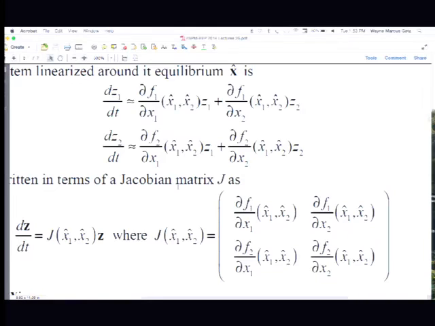If your eigenvalues are both negative, it's a stable node. If they're both positive, it's an unstable node. If one is positive and one is negative, it's an unstable saddle point.